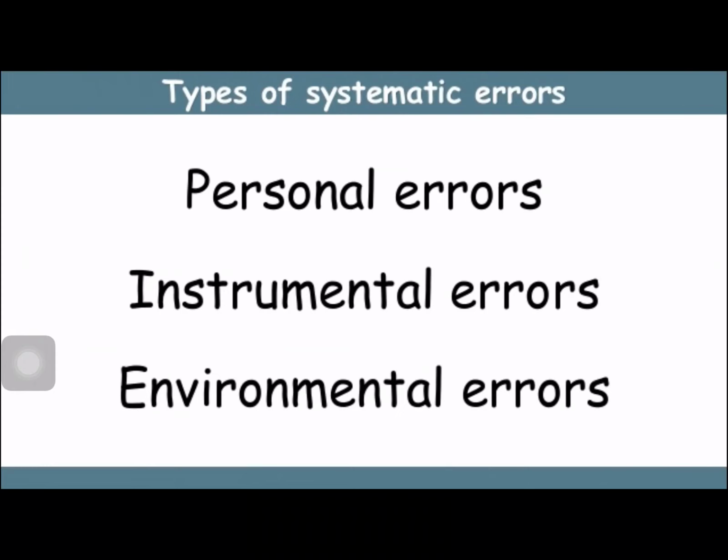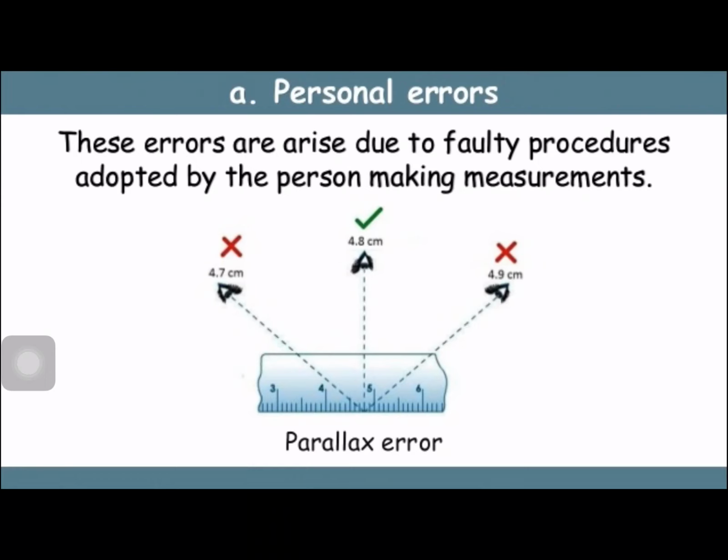Further we can classify the systematic error into three types: personal error, instrumental error, environmental error. Let us see what is personal error. Personal error is already familiar, that is a parallax error. These errors arise due to faulty calibration or faulty procedures adopted by the person making the measurement. See the diagram, the original value is 4.8. If you are standing at the left side, your reading is 4.7. If you are standing on the right side, your reading is 4.9. So these are called parallax error.